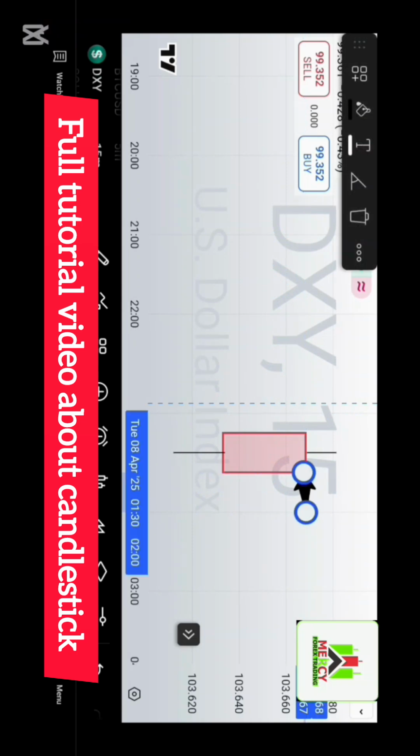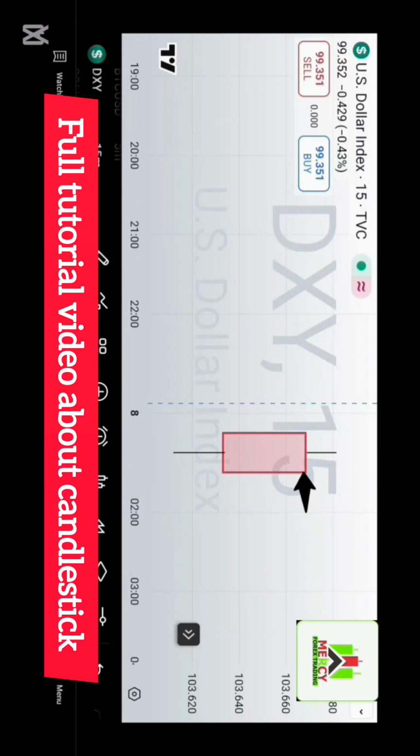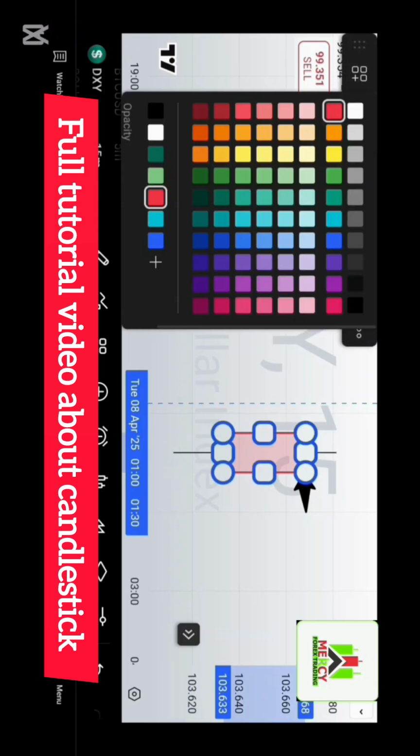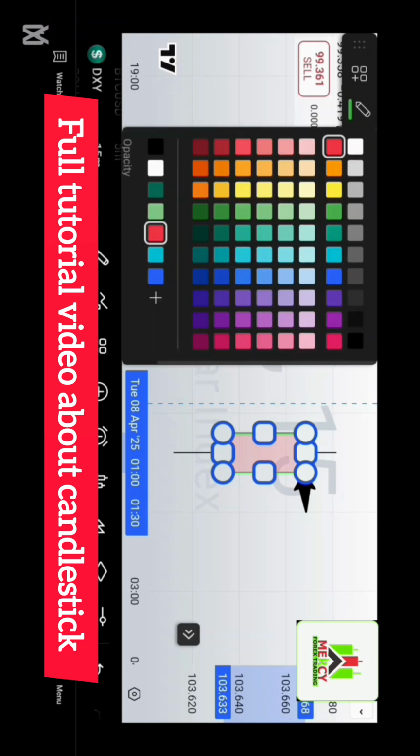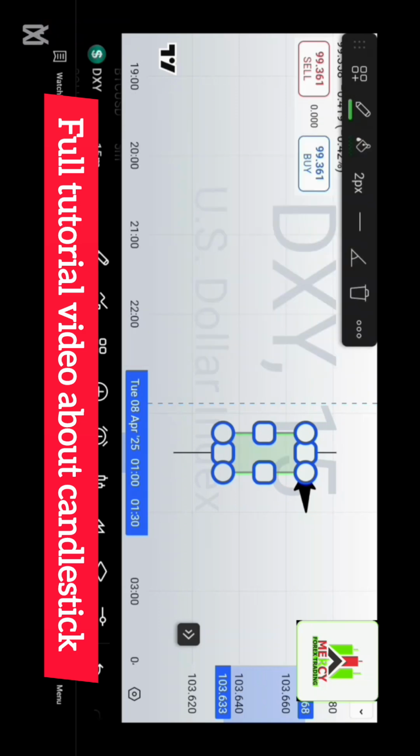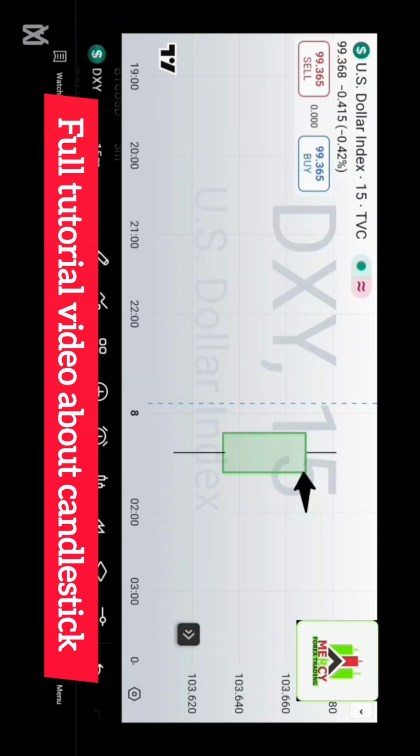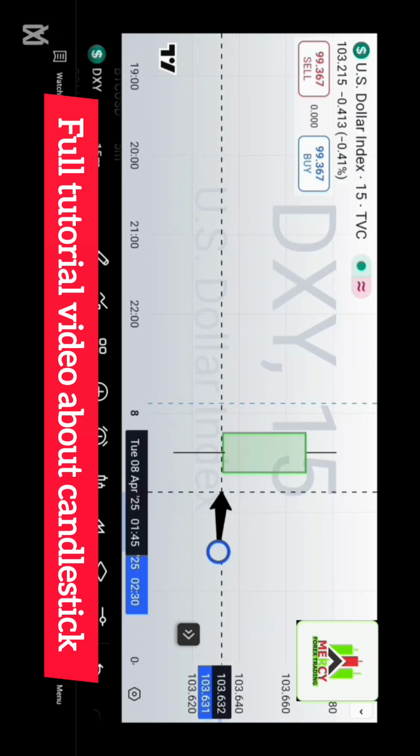Over here, this is where a bearish candlestick opens. Then if it's green, which is a bullish candlestick, if you want to know where this candlestick opens, it is over here.